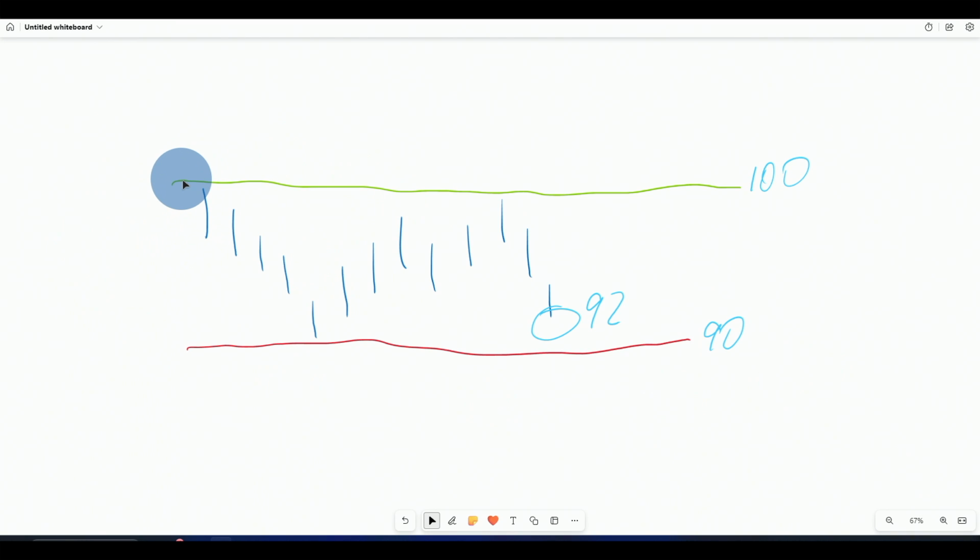So this is an example. If this line is the highest high, and the red line is the lowest low, and currently we have this close. Imagine we have these values: the highest high is 100, the lowest low is 90, and currently the close is 92.